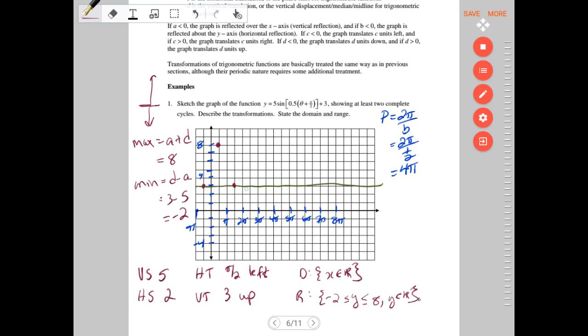Okay, and then if you'll notice, we have an important point every 2 blocks. So the next one is going to be over 2 blocks and down our amplitude, which is 5. So that should go here. Good, and over another 2 blocks and up 5, and over another 2 blocks and down 5, over another 2 and down 5, over another 2 and up 5. Okay, great. There is our new curve.